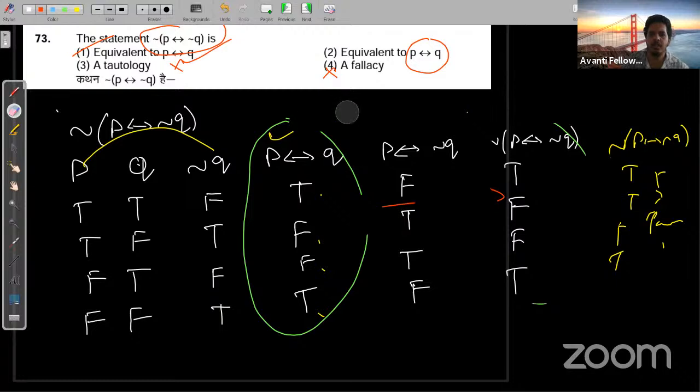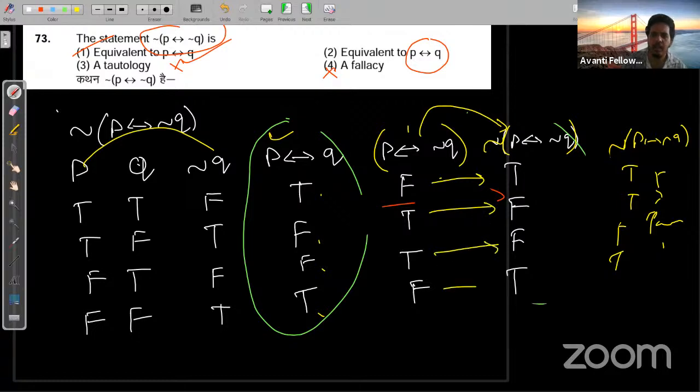Which one? The last column you are talking about. Look here. This is the negation of this one. Negation means for F it is T, for T it is F. Negation means opposite. For false you will get true, for true you will get false. Opposite. So that is how you got the last one by using the previous one. Clear?